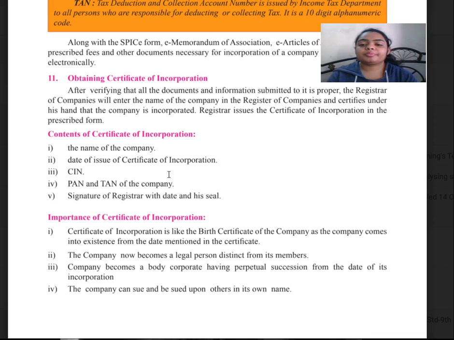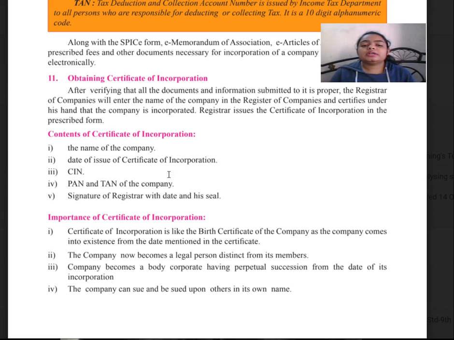After verifying all the documents and information submitted, if it is proper, the Registrar of Companies will enter the name of the company in the register of companies and certifies under his hand that the company is incorporated. The Registrar issues the certificate of incorporation in the prescribed form. Now, contents of the certificate of incorporation: the name of the company, date of issue of certificate of incorporation, CIN, PAN and TAN of the company, the signature of the Registrar with the date and his seal.